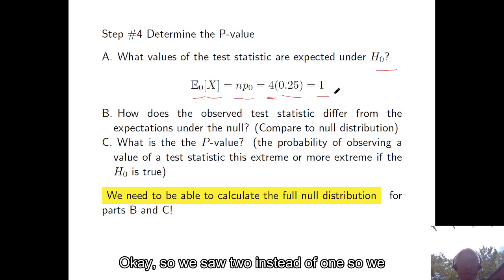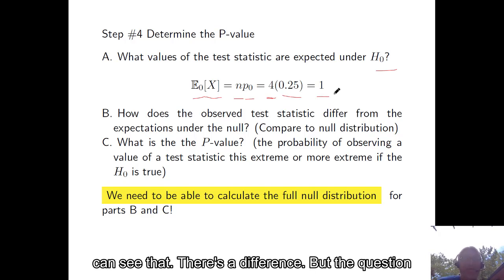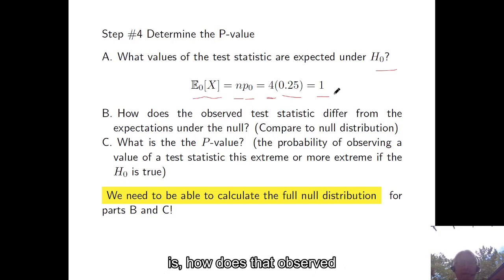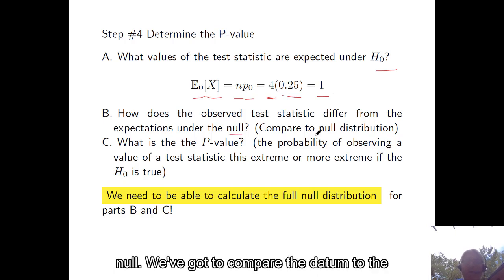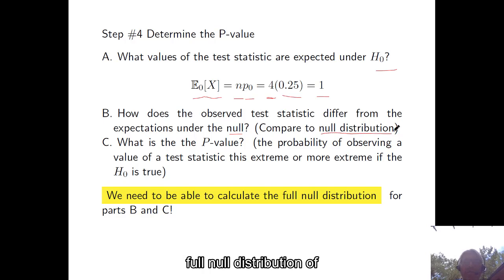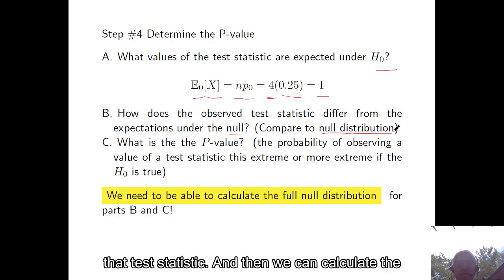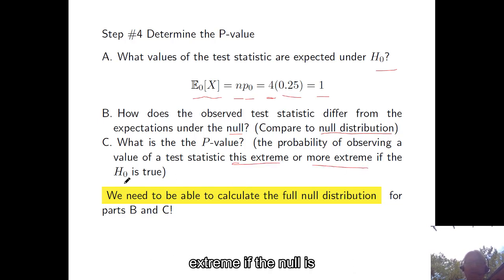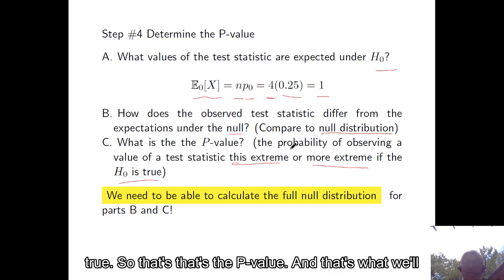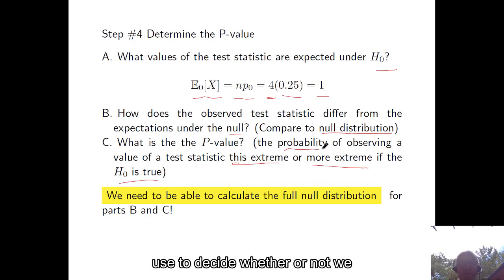We saw 2 instead of 1, so we can see that there's a difference. But the question is, how does that observed test statistic differ from the expectations under the null? We've got to compare the datum to the full null distribution of that test statistic. Then we can calculate the p-value, which is the probability of observing a value of the test statistic as extreme or more extreme if the null is true. That's the p-value, and that's what we'll use to decide whether or not we reject the null hypothesis.